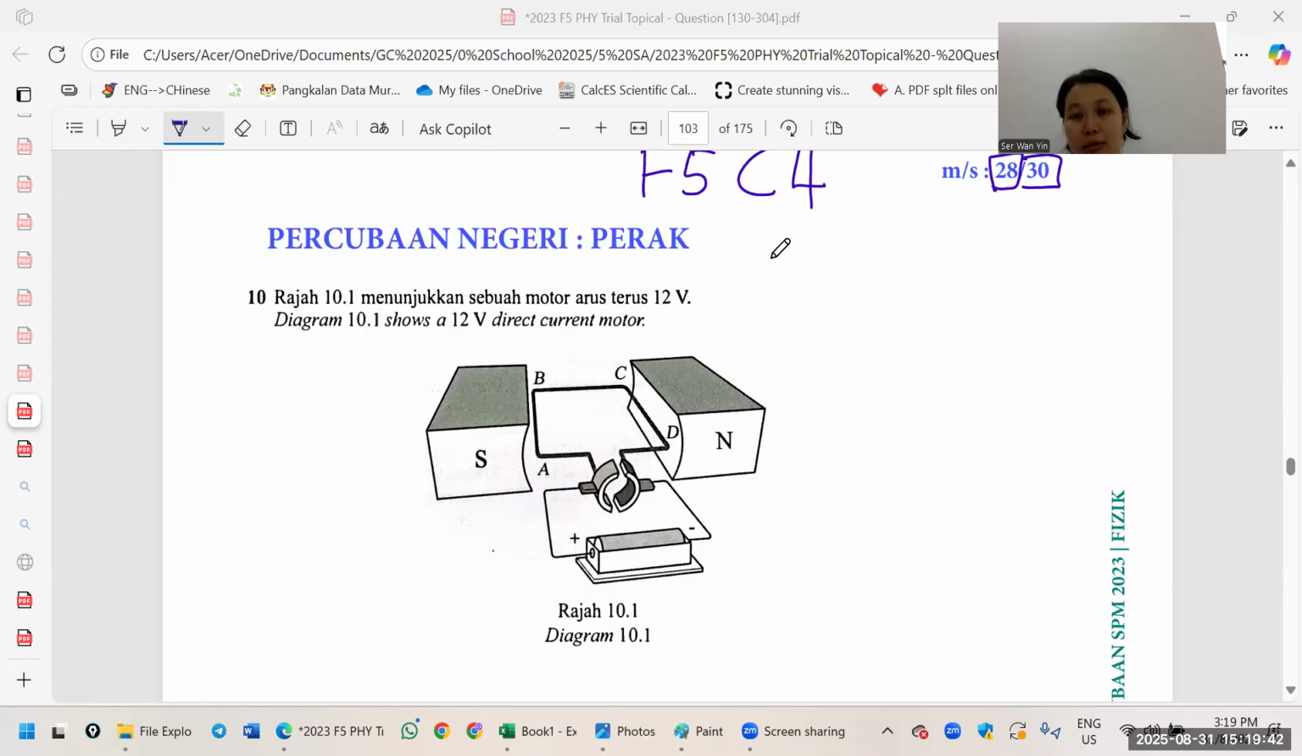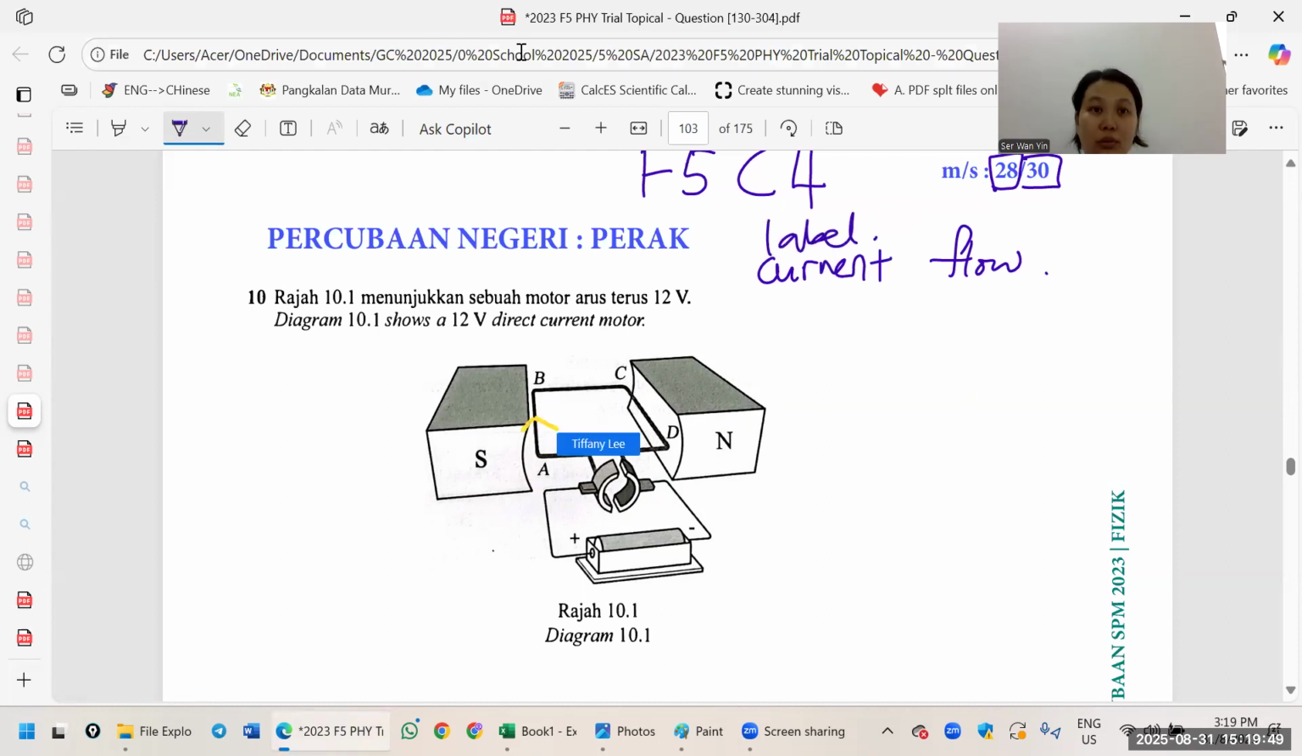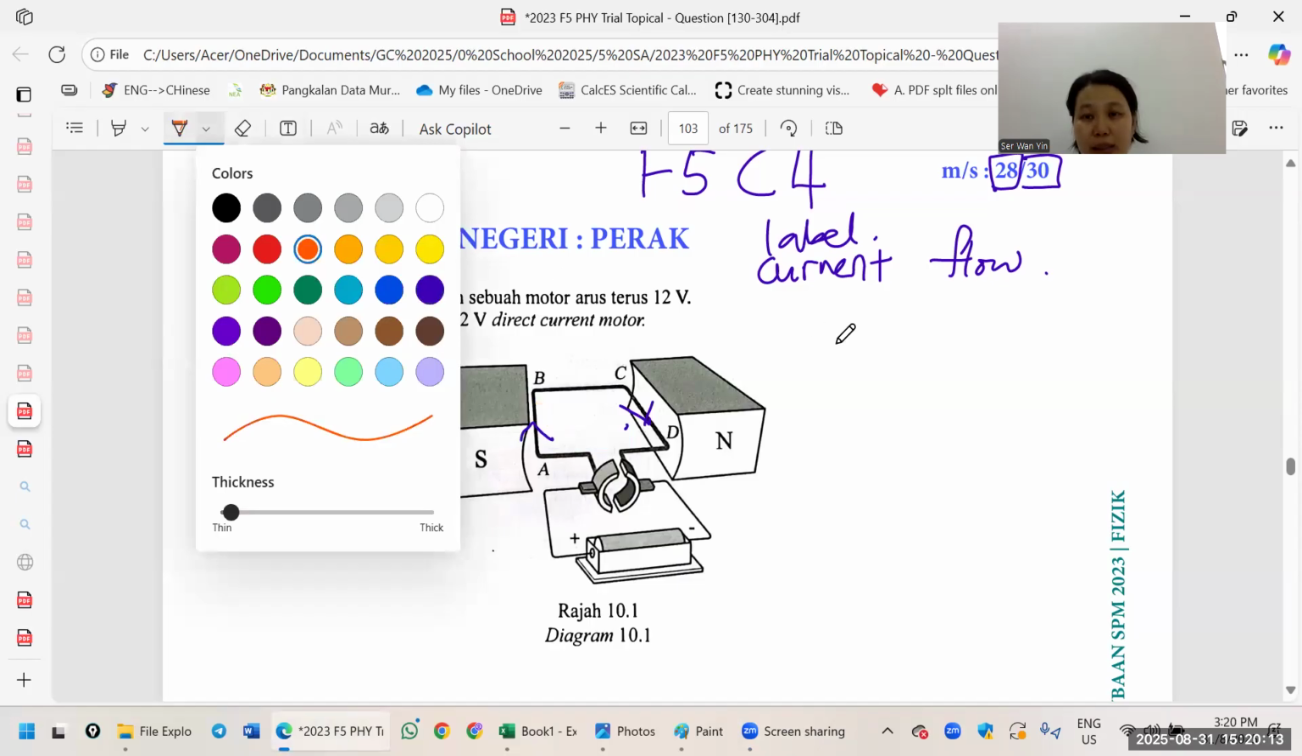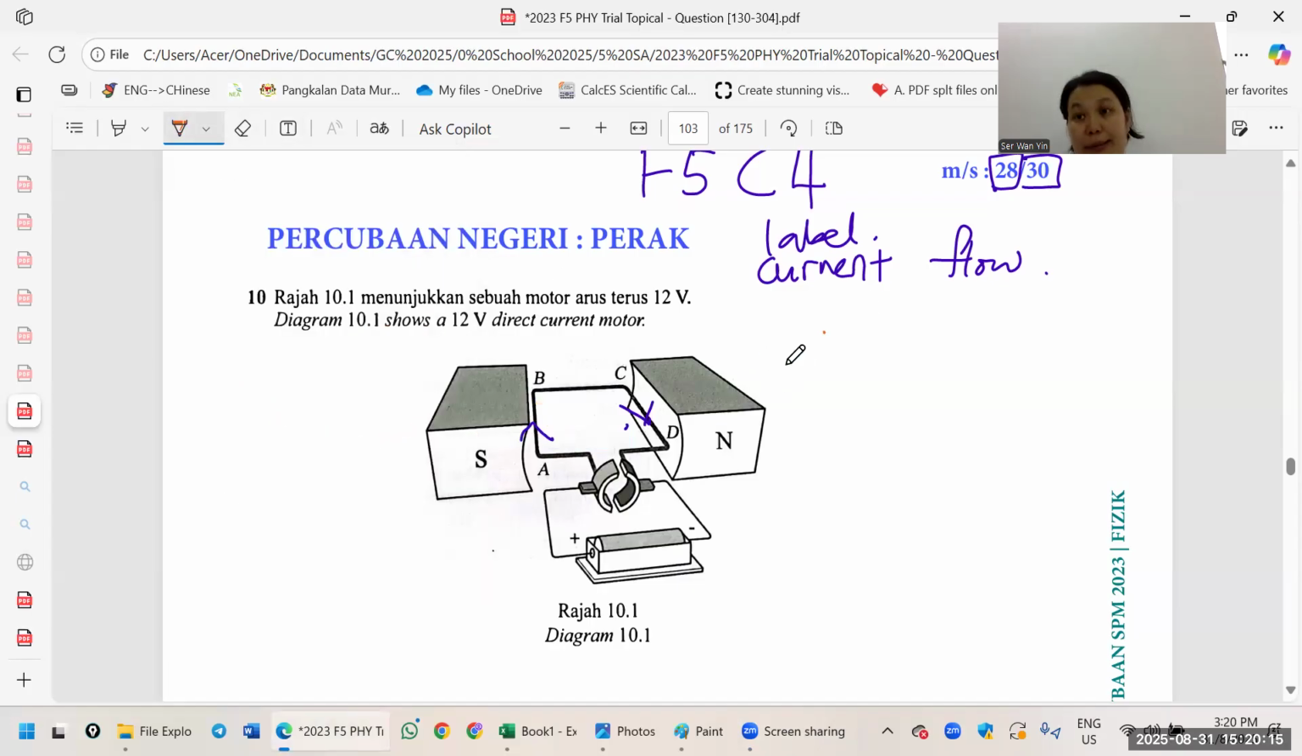What is the current flow? Can you label the current flow? Thank you, Tiffany. Correct. Positive to negative. Yeah, correct. Positive to negative. Thank you very much. Yes. Okay, then the direction of current is always from north to south.